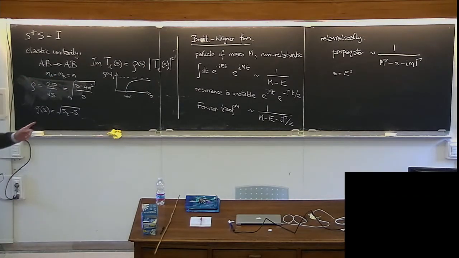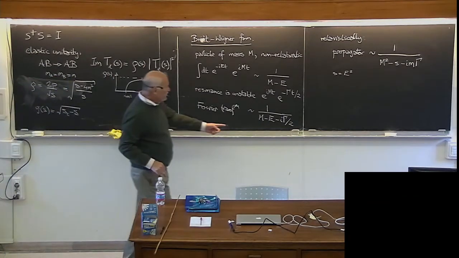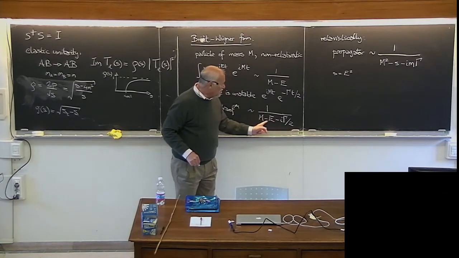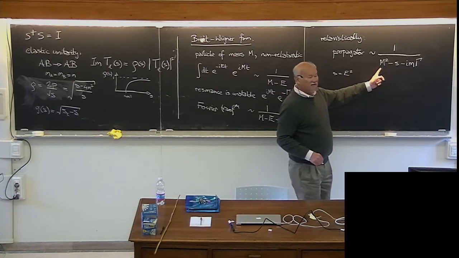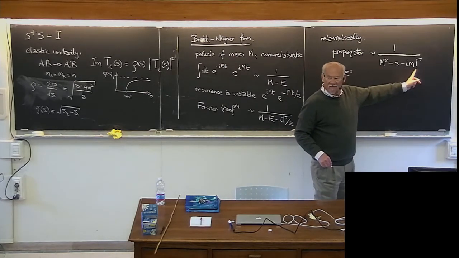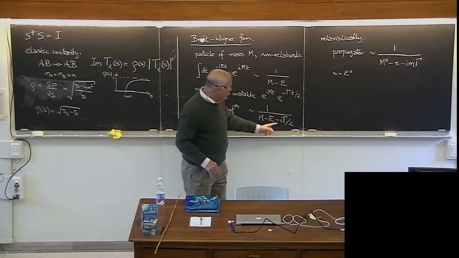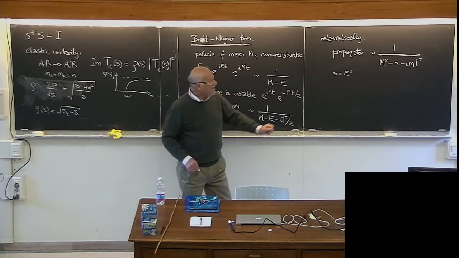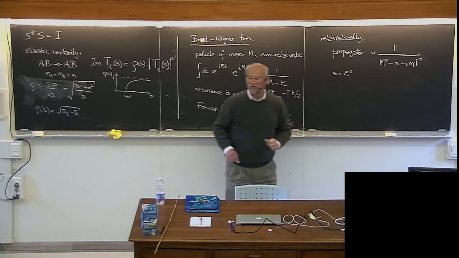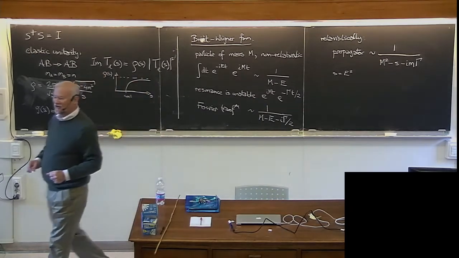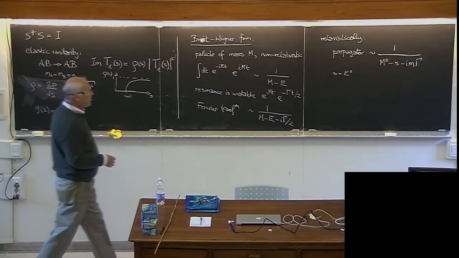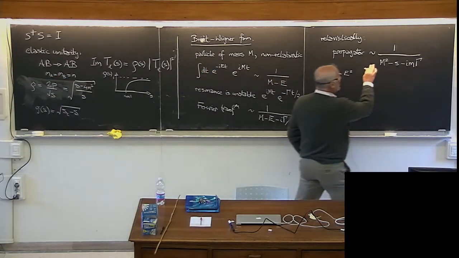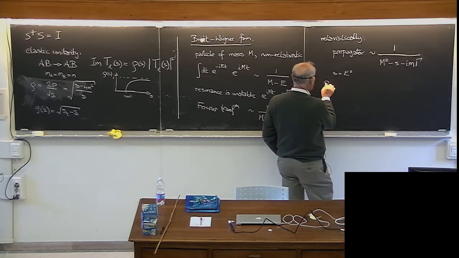Now, they're not exactly the same, as you will notice, because m minus i gamma over 2 squared is m squared minus i m gamma, but there is also a piece gamma squared over 4, and that's just absorbed into the definition of m squared, essentially. So for a particle that's almost stable, it doesn't make any difference. So the Breit-Wigner formula is related to this.